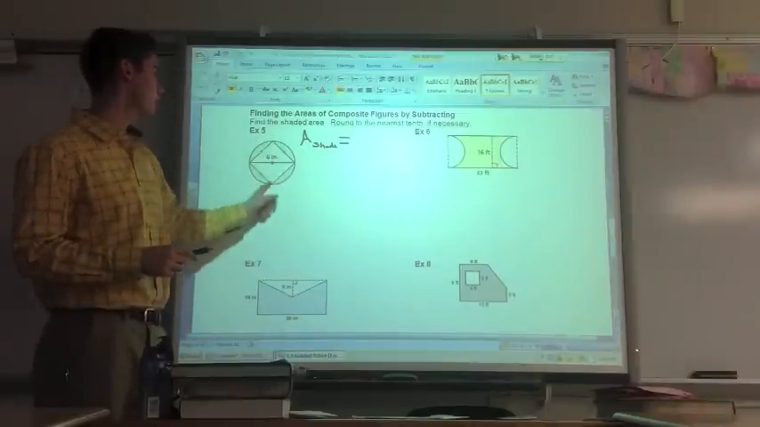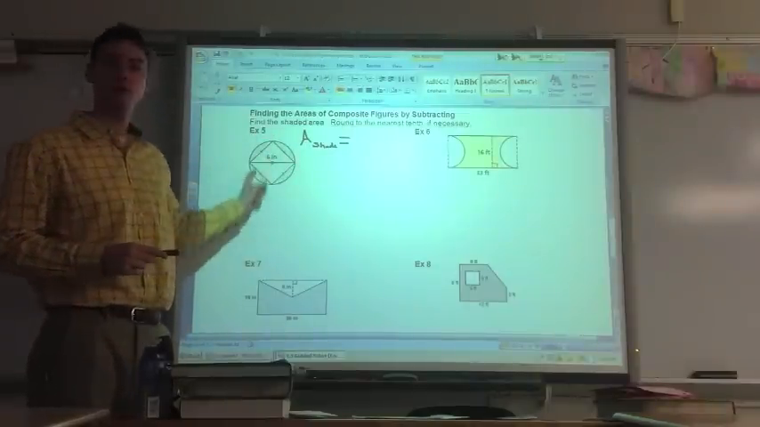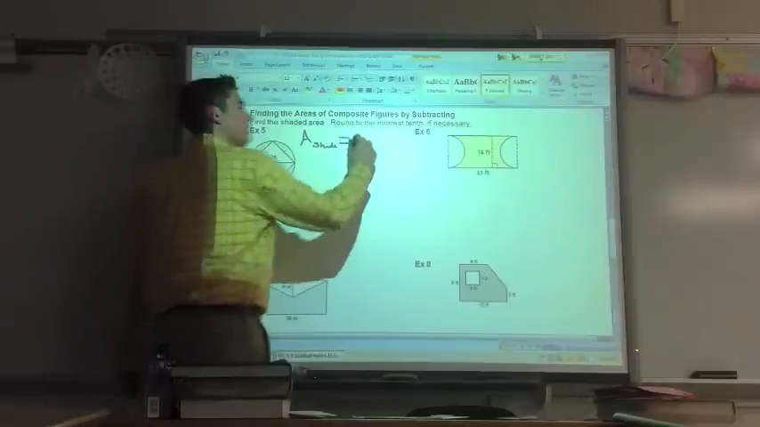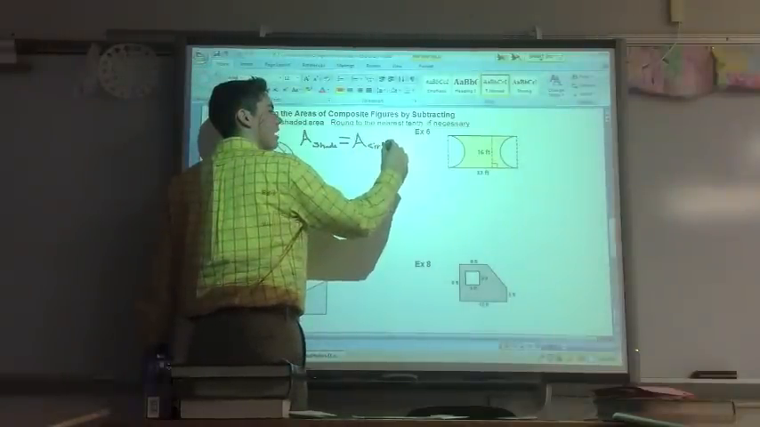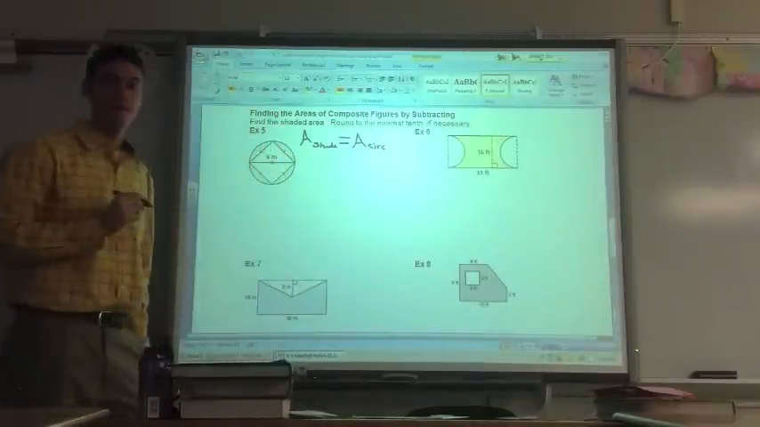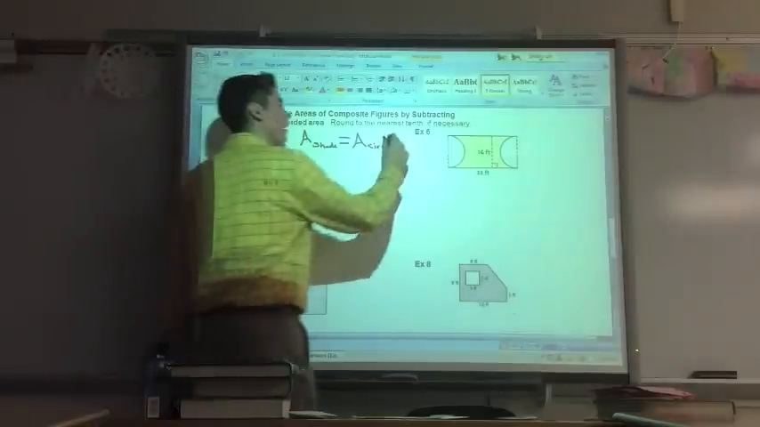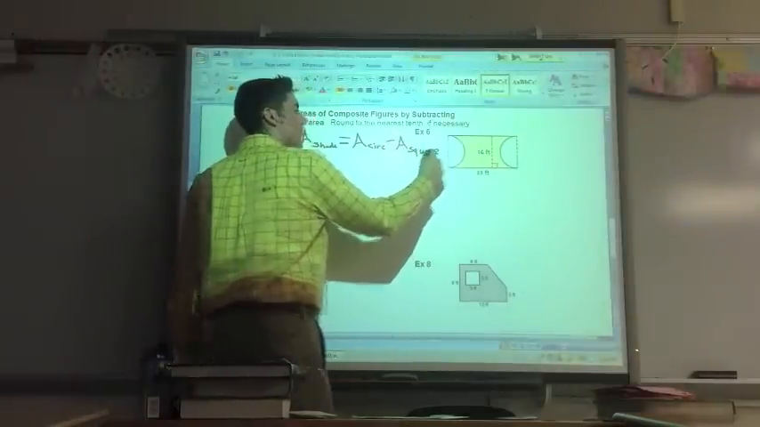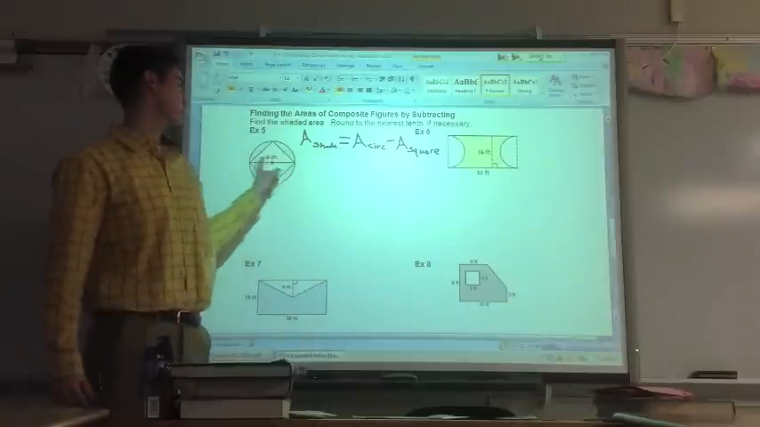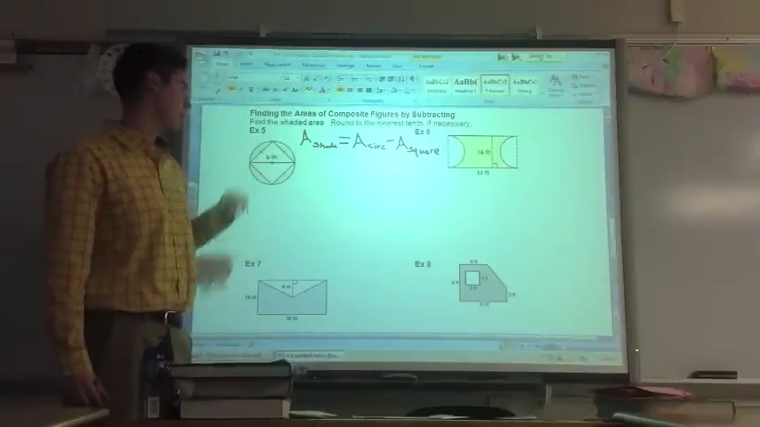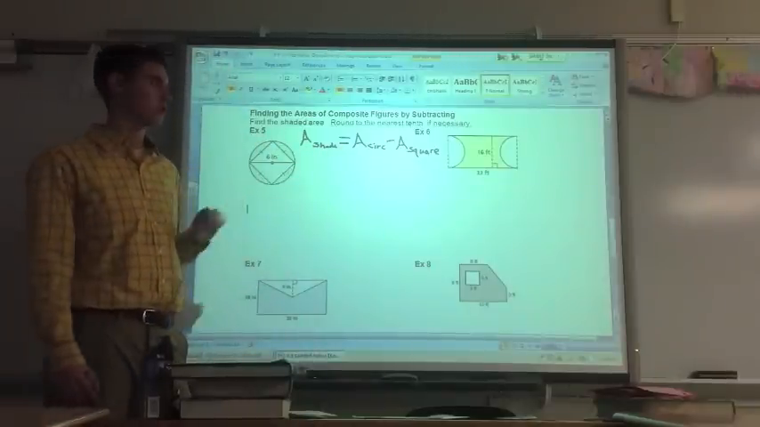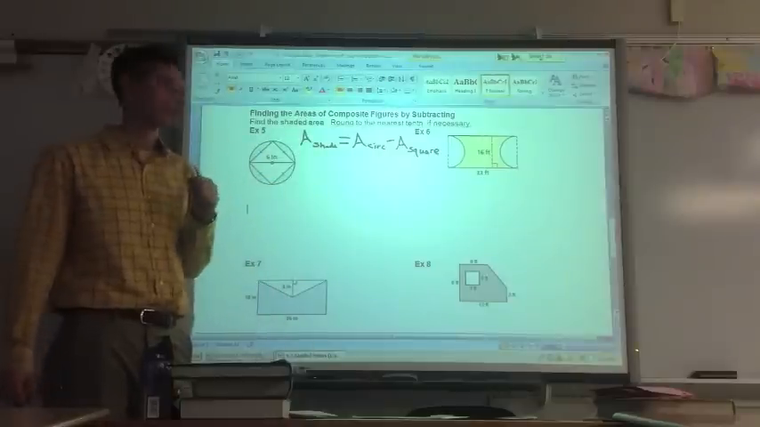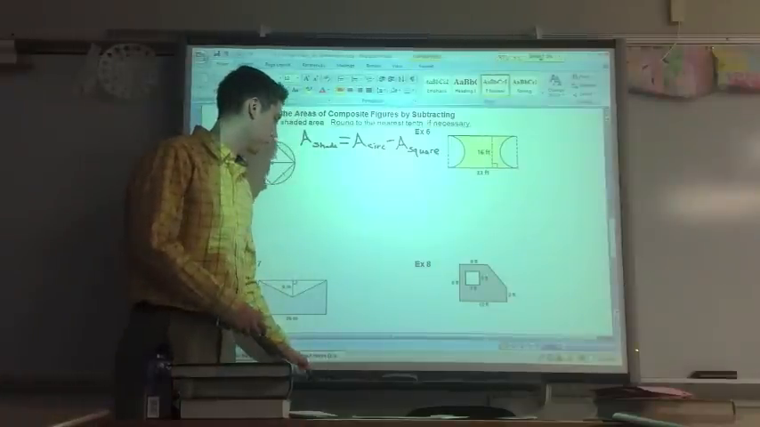So the whole circle represents the template for the area. So that's the area of the circle. I'll call that A circ. And we're going to subtract the area of the square. Because the area of the shaded region is equal to the area of the circle minus the area of the square, which we've removed from that circle, like a cookie being cut out of dough, for instance.